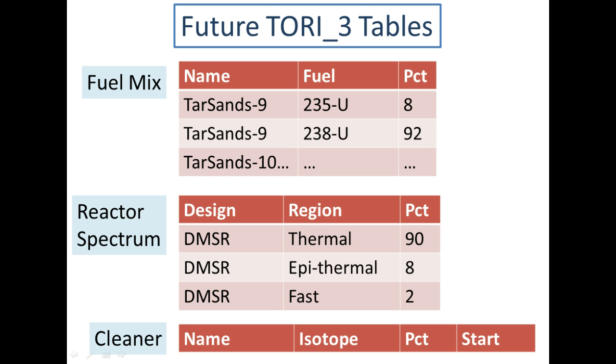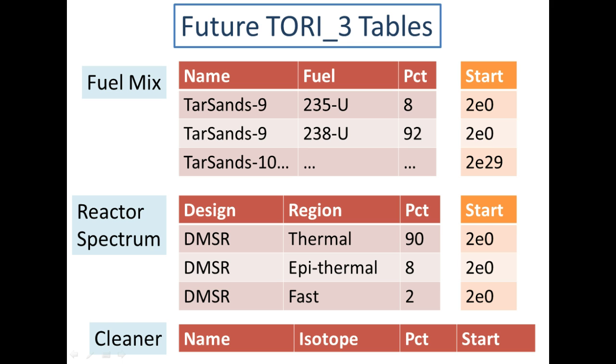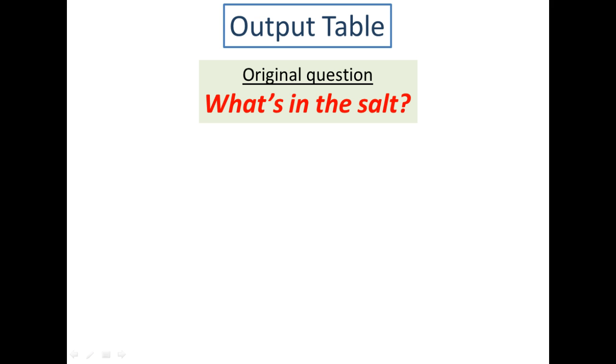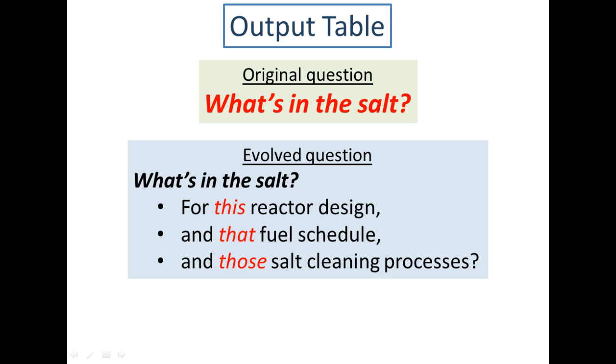In the future, the model might be enhanced by changing the fuel or the salt mix on a schedule. For instance, we might run dirty used fuel for half the reactor's life, then switch to the cleanest fuel, 233 uranium. For the table that stores the simulation output, we go back to the original question: what's in the salt? That question has evolved, and the answer now depends on reactor design and operation.